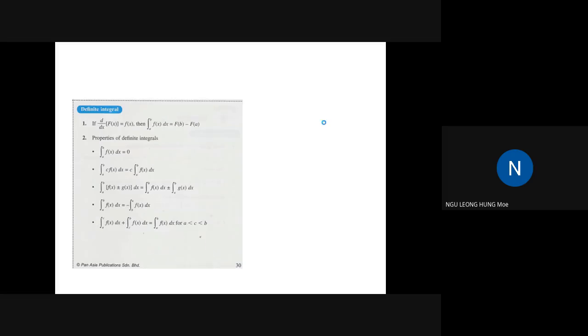Integration. Okay, this one is what I mean. If given, now we generate the rotation with the x axis. If with the y axis, this one is dy. If generated with the x axis, this one is dx.